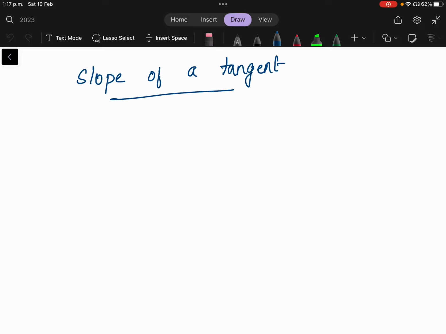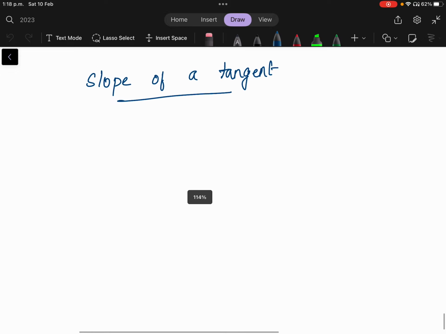Let's learn slope of a tangent. Slope of a tangent is a small deviation from the normal differentiation, but this is an application of the differentiation. So that's why we need to know this and we need to understand. I've seen so many exam questions on this, so it's very important that we learn this.